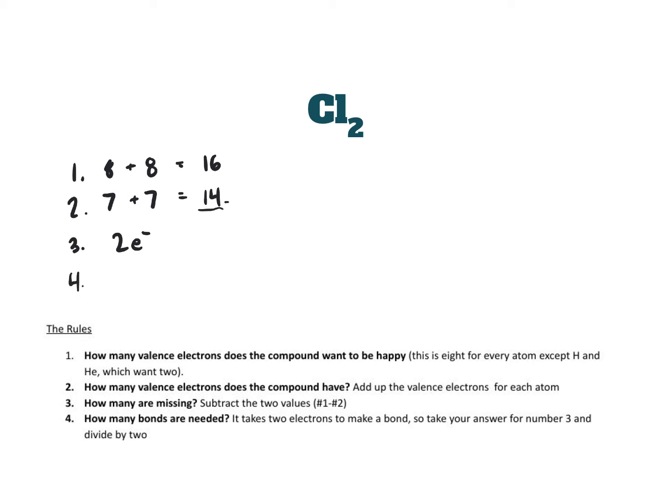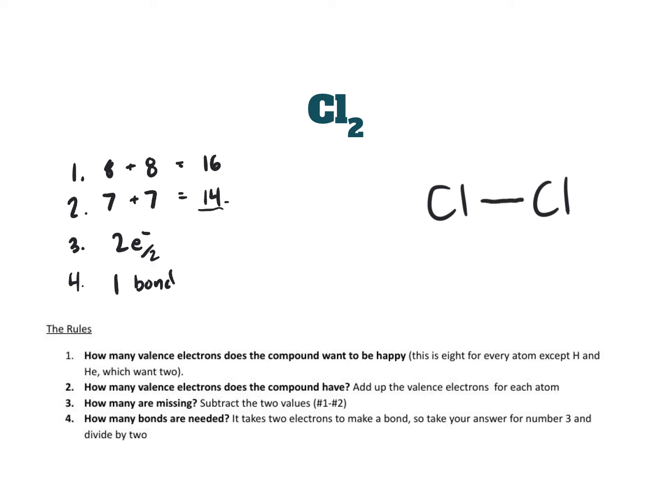All right, step number 4 says how many bonds are needed. I just take the answer for number 3, divide it by 2, so it means 1 bond is all I need to draw. So if I have chlorine and chlorine, with just 2 elements and nothing in the middle, I need to draw 1 bond.